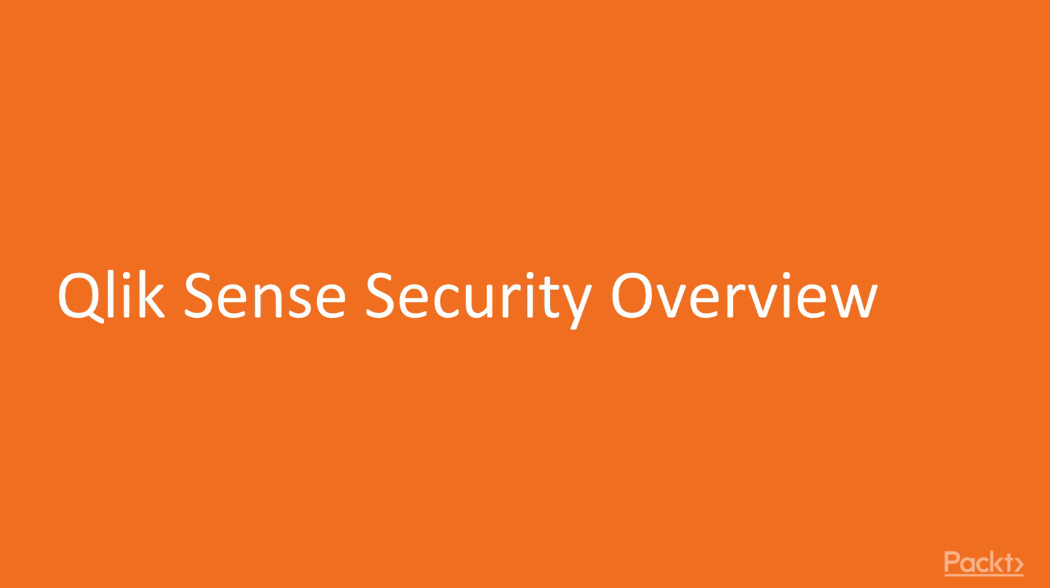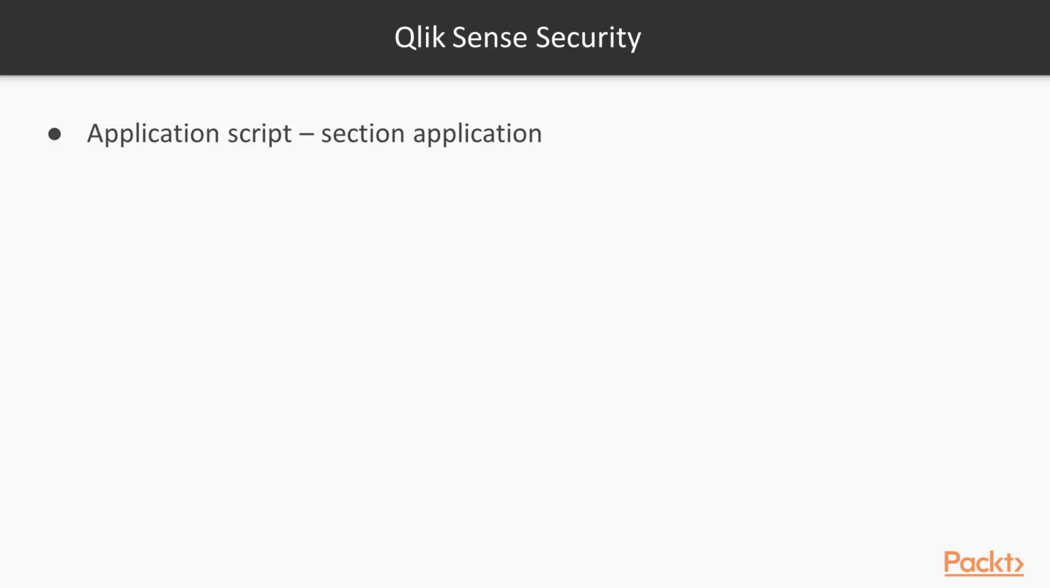Qlik Sense security overview. Here, let's review what are the high-level components that are available in Qlik Sense and some of the things that you need to remember when you are implementing the security. So the first thing is that you have the application script. This is the script which I have shown in one of the videos, where I explained how you can take the QVD out, or data out, in the form of the QVD file. And the name of the video was how to create QVD in Qlik Sense.